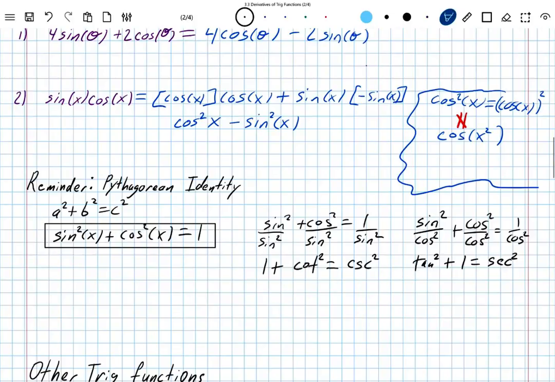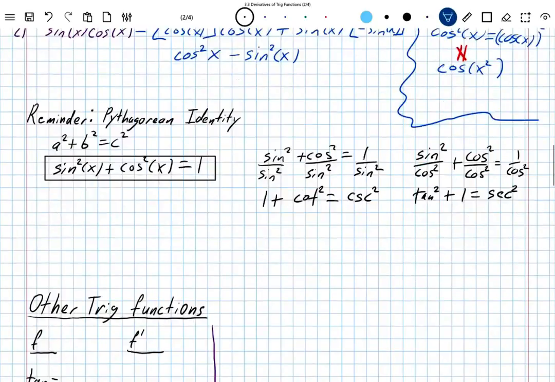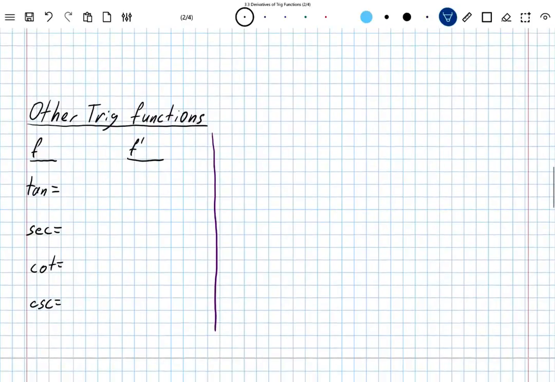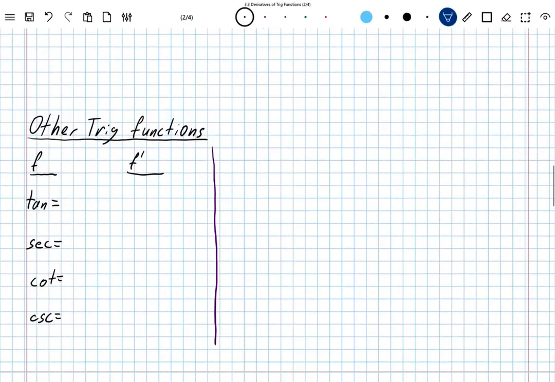Okay, I need to remind you of that because we're going to use it right now. How do we get the derivatives of all of these other amazing trig functions? Well, we just said tangent is equal to sine over cosine. And we just said that secant is equal to 1 over cosine. And we said cotangent is equal to cosine over sine. And we said cosecant is equal to 1 over sine. And we know sines and cosines, so we should be able to get the derivative just using this.